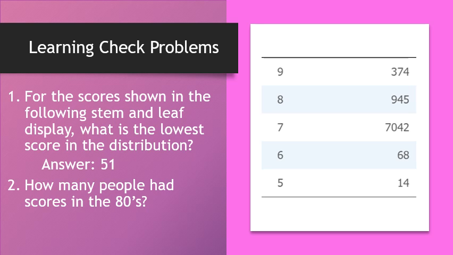All right, the next question says, how many people had scores in the 80s? Well, you see the 8 in the stem. Look at the leaf. There are 3 numbers there, so 3 people had scores in the 80s. And if you wanted to know what those exact scores were, you would read it as 89, 84, and 85.